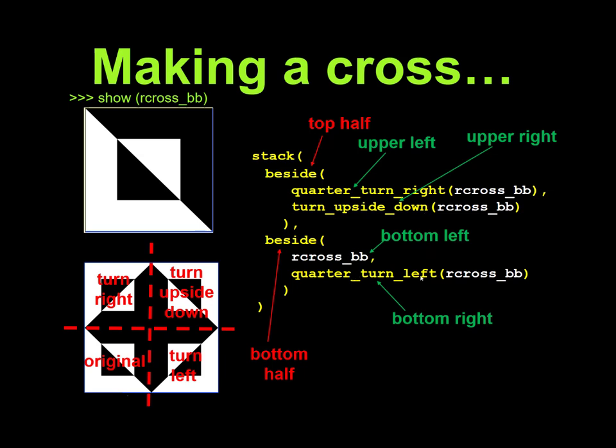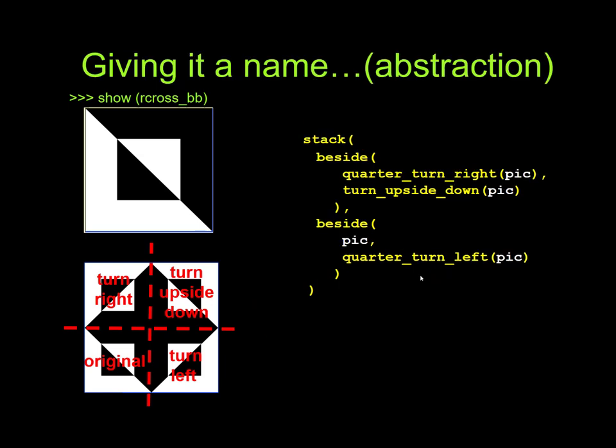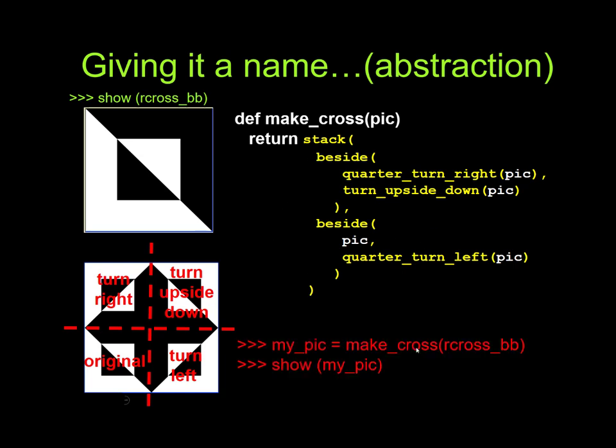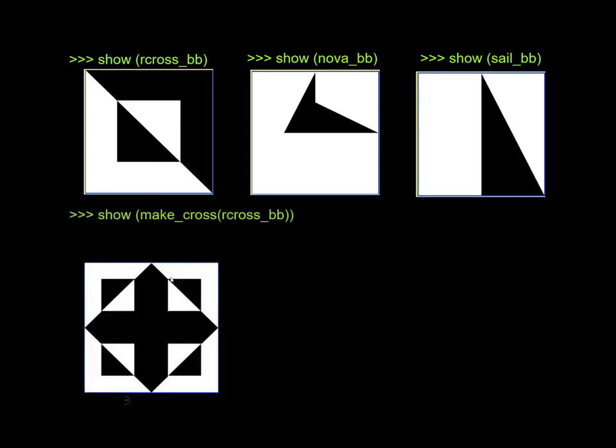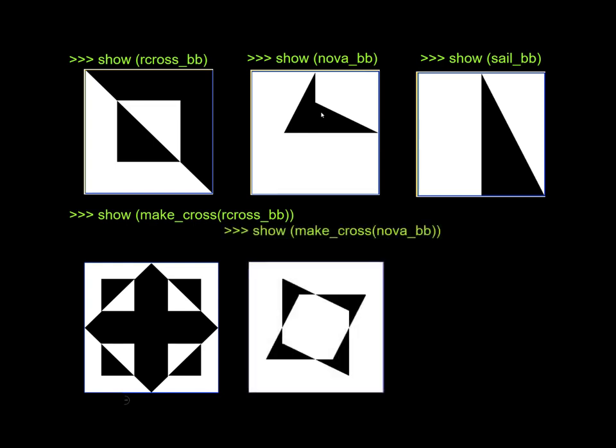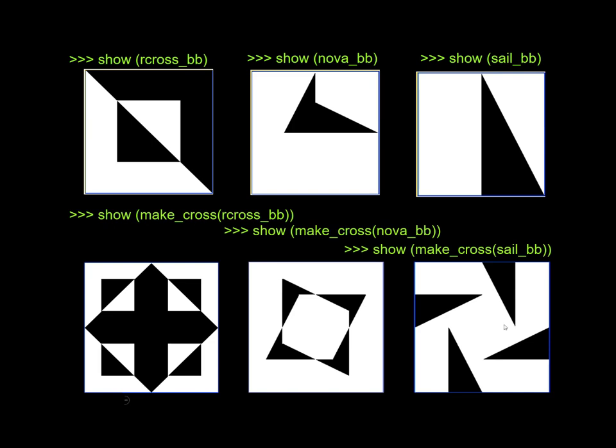So from this, we can make an abstraction and change all the references to R cross BB into picture and make it as make cross picture, return a picture. So with this, if you make cross R cross BB assigned to my picture, you show my picture, you will get this picture. So now from here, you can get R cross BB looks like this. From the Nova, you make cross, you get this. From the seal, you make cross, you get this.